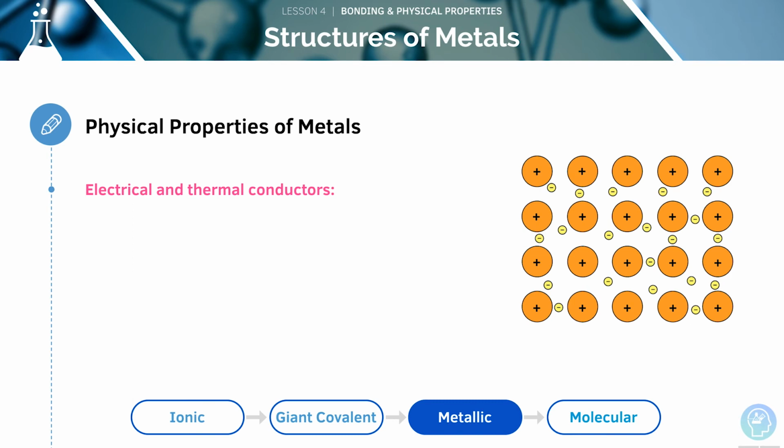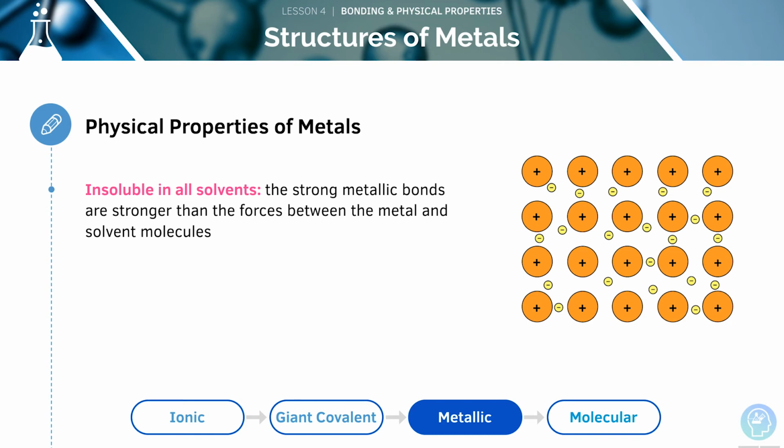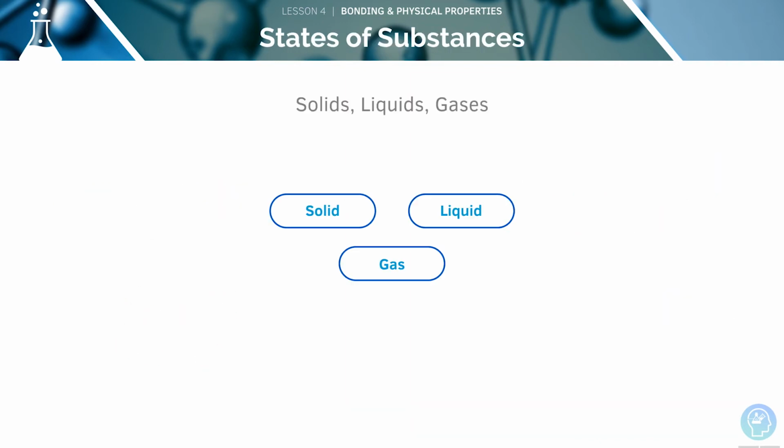Metals are good conductors of both heat and electricity. This is because they contain delocalized electrons which are free to move around. Delocalized electrons can carry current as well as transfer kinetic energy between themselves. Metals are insoluble in all solvents. They cannot dissolve in solvents because the metallic bonds are very strong. The exception to this rule is liquid metals.